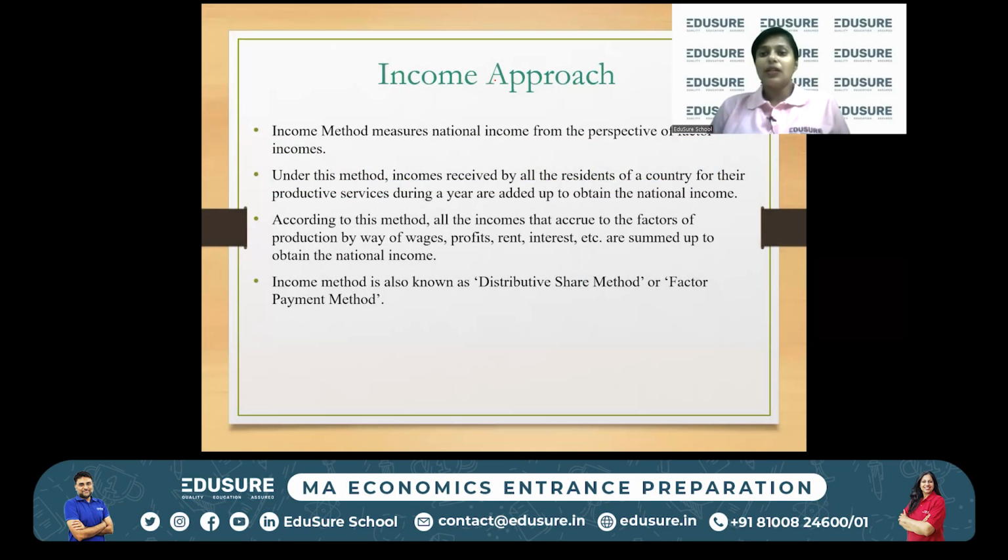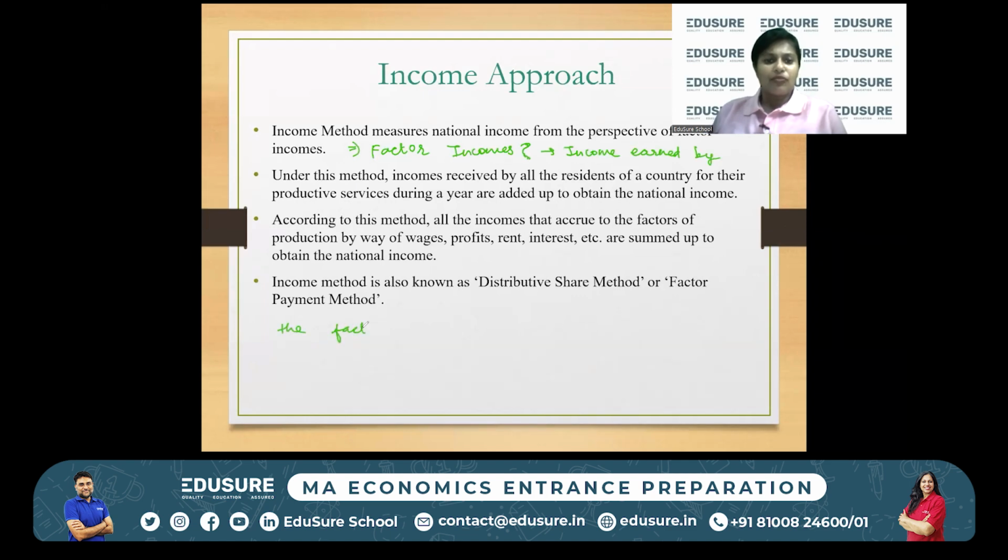This is the third and the last method of calculating national income, and that is the income method. The income method measures national income from the perspective of factor incomes. Remember what factor incomes were? Factor incomes are the incomes earned by the factors of production.